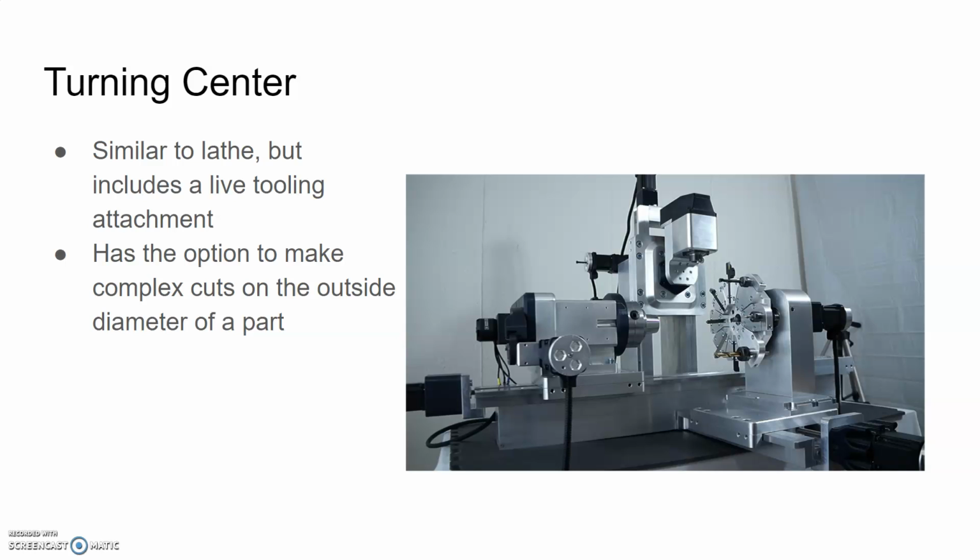Still another type of lathe would be something called a turning center. This is similar to the lathe, but it has a live tooling attachment. That's this guy right here, where what you can do is stop the spindle and then put a milling machine cutter or drill bit into this, and it will machine complex cuts on the outside of the part, or drill holes into it or something like that.